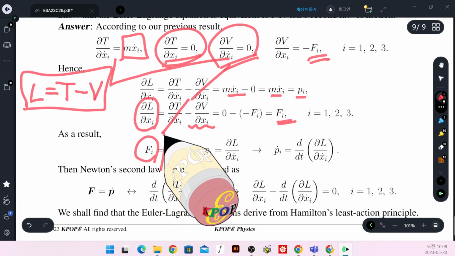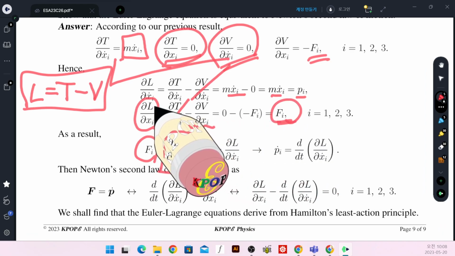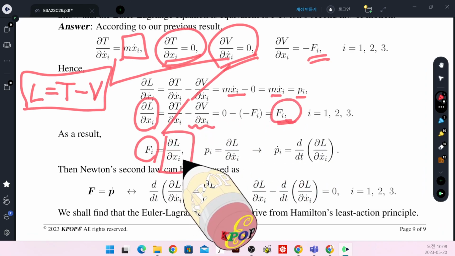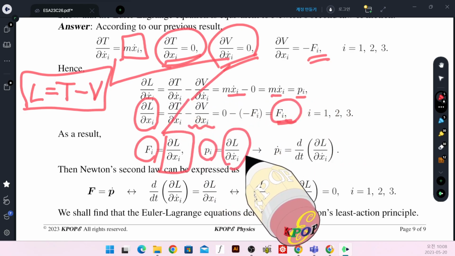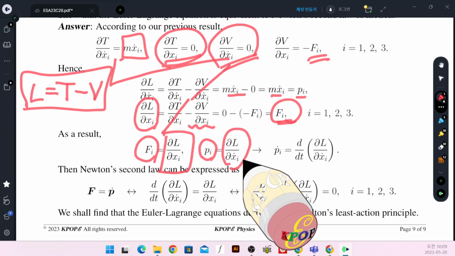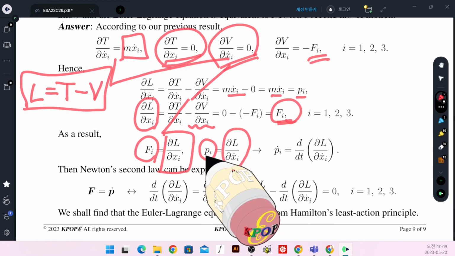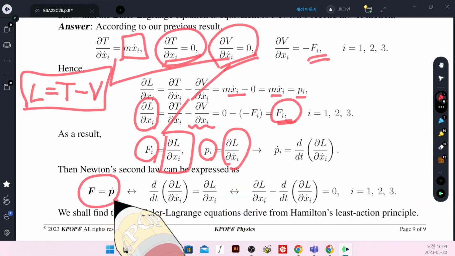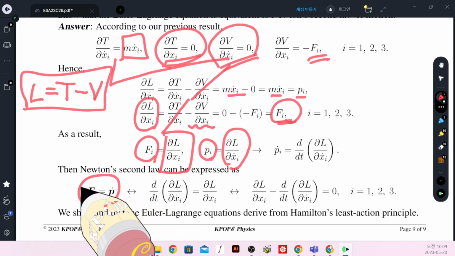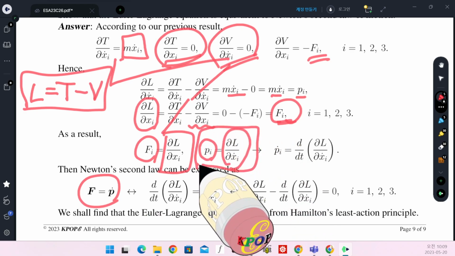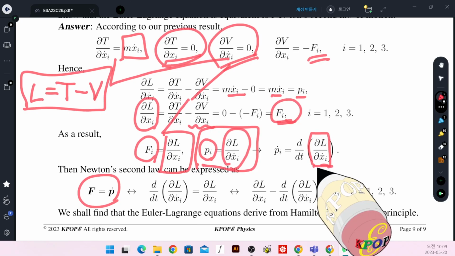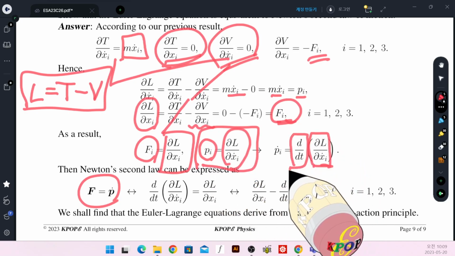Force is found to be the Lagrangian's gradient. Linear momentum was found to be the Lagrangian's partial derivative with respect to velocity. Therefore, we can write F equals ma as the time derivative of linear momentum equals the net force. Okay, time derivative of linear momentum. What's that? This one is the linear momentum. The time derivative of linear momentum is this.